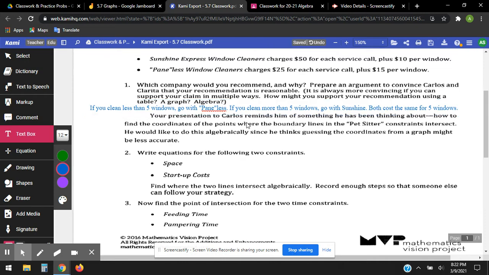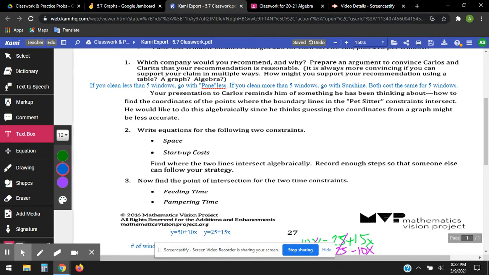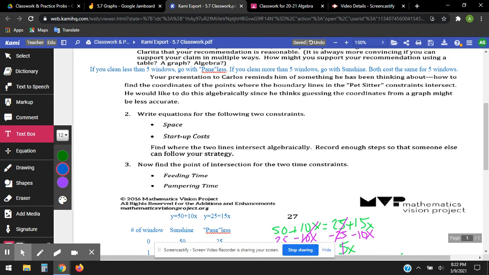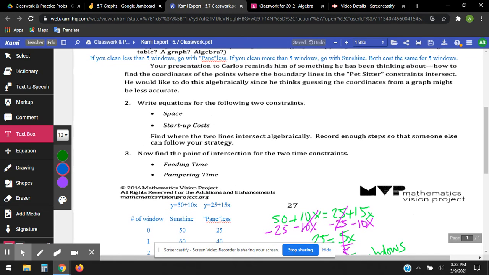All right, your presentation to Carlos reminds him of something he's been thinking about: how to find the coordinates of the points where the boundary lines and the pet sitter constraints intersect. He'd like to do this algebraically, since he thinks guessing the coordinates from a graph might be less accurate. Let's write the equations for the following two constraints, and then we'll figure out where they match algebraically.